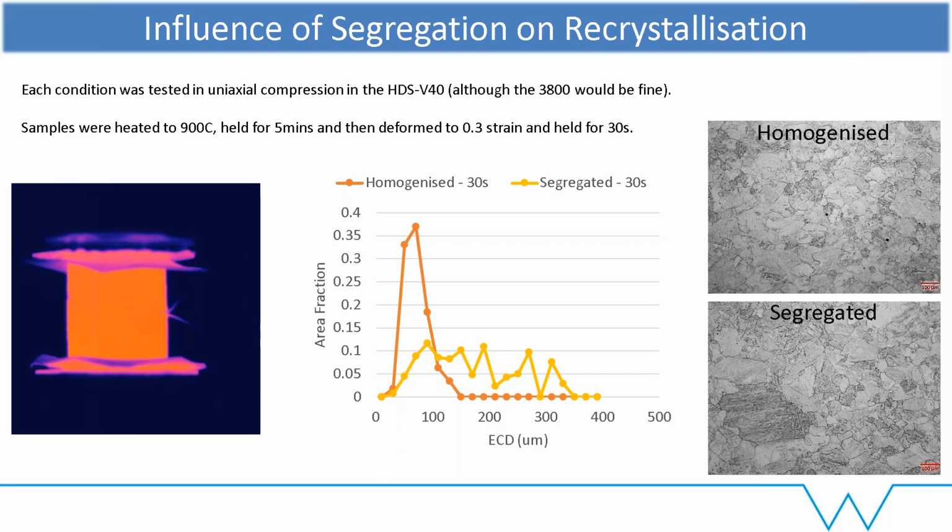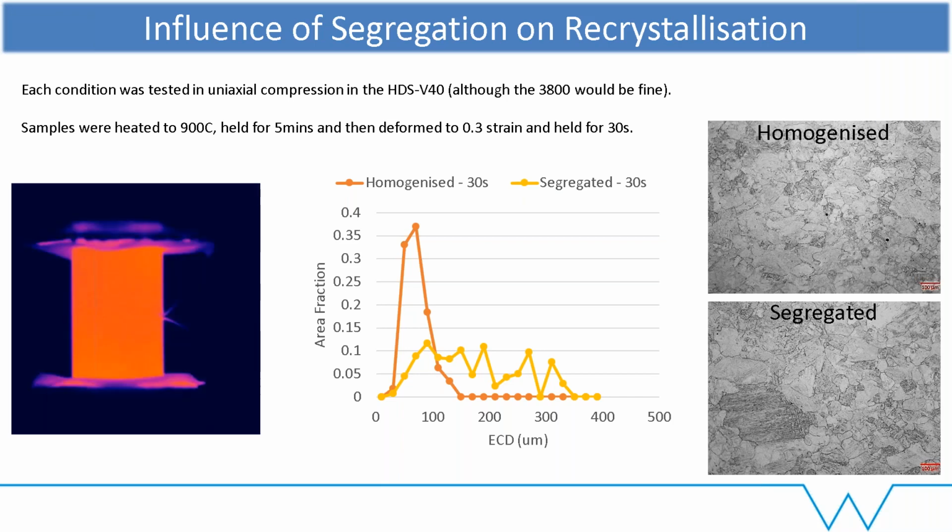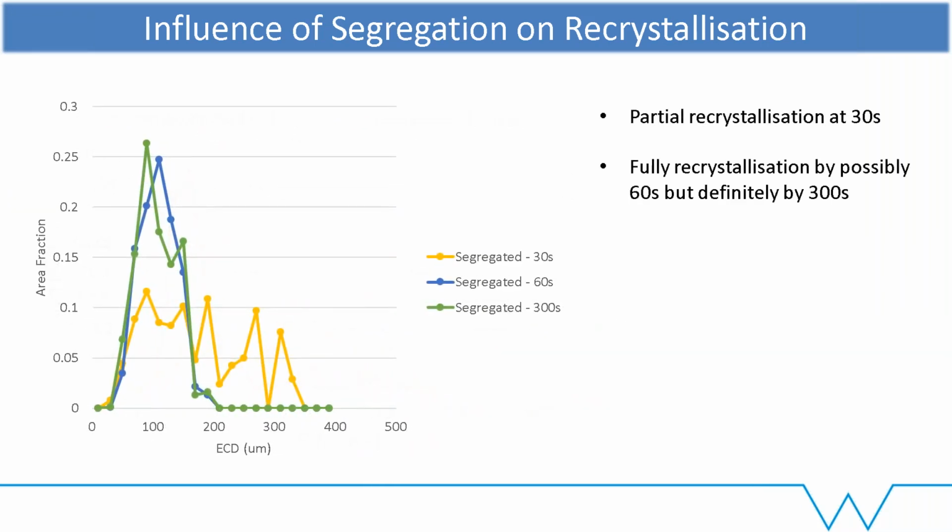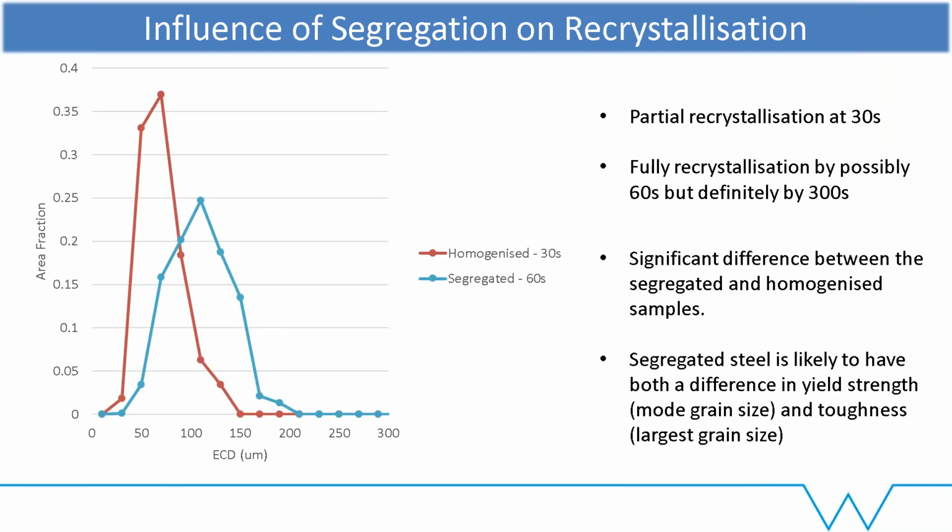We've clearly partially recrystallized. Then if we do some more samples and leave them for different periods of time, it looks like we're pretty much 100% recrystallized after 60 seconds, but we're definitely 100% recrystallized after 300 seconds. So clearly the kinetics involved in the segregated sample are much more stubborn than that of the homogenized sample. But not just the kinetics, the actual final microstructure is very different as well.